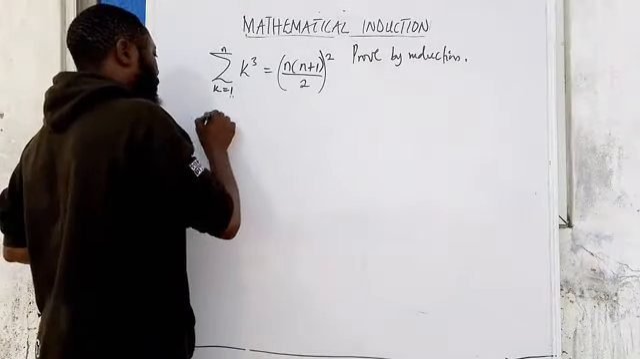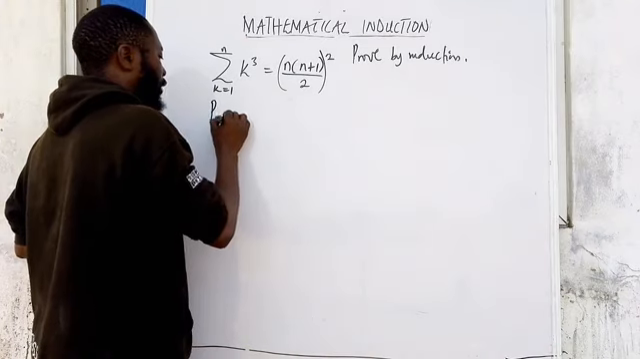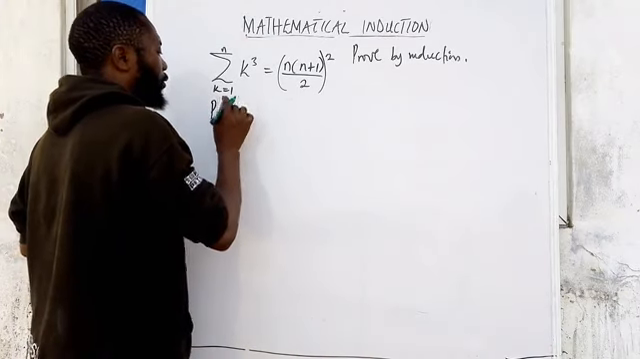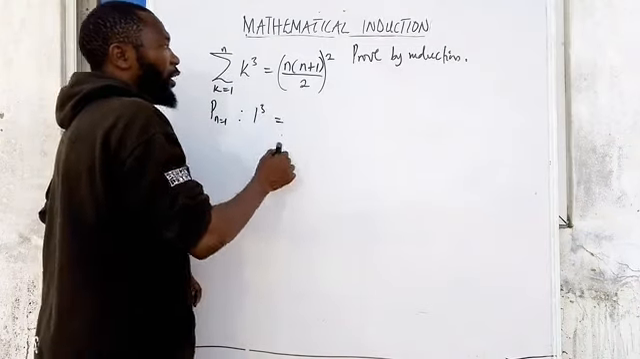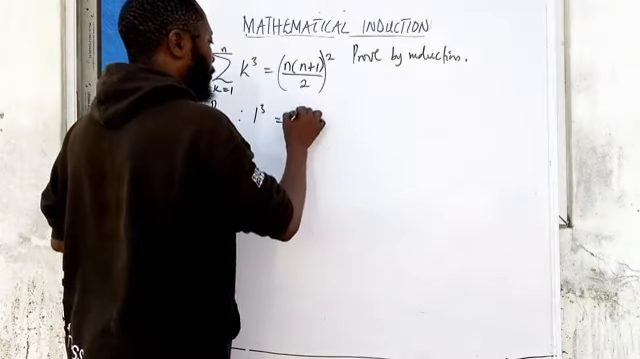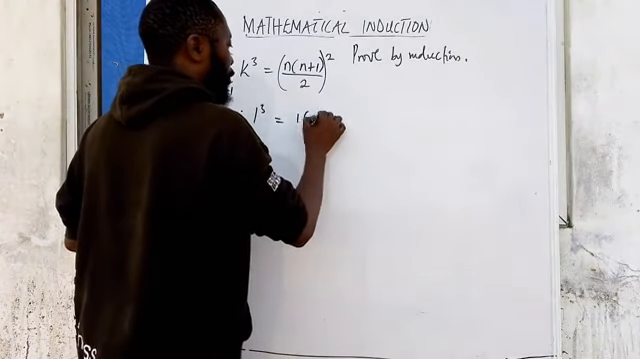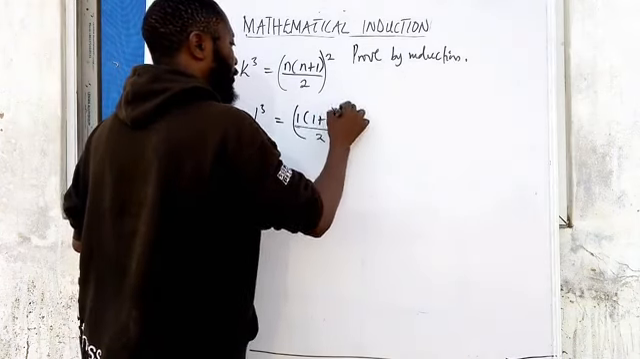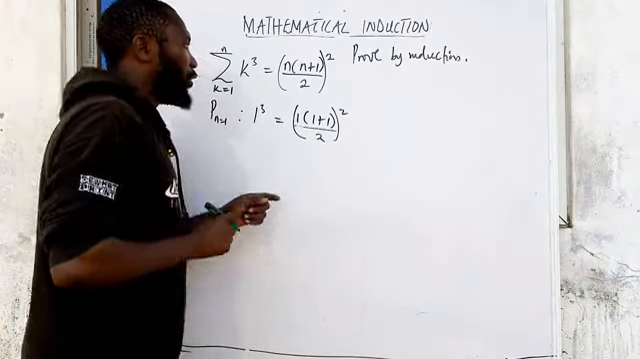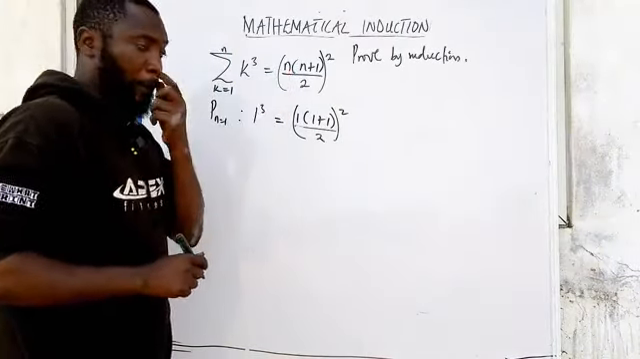Our proposition, when n equals to 1, the sum of k raised to the power of 3, is it the same thing as putting 1 inside it? So we have 1, open bracket, 1 plus 1 divided by 2, everything squared. Let's check if the two are the same. Wherever you see n, just put 1.